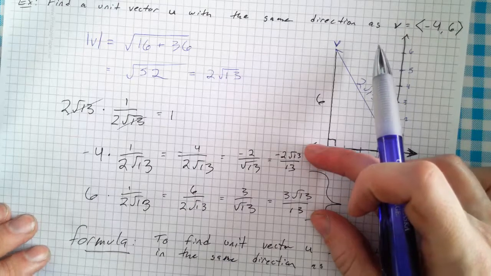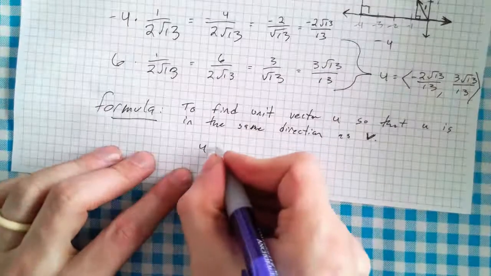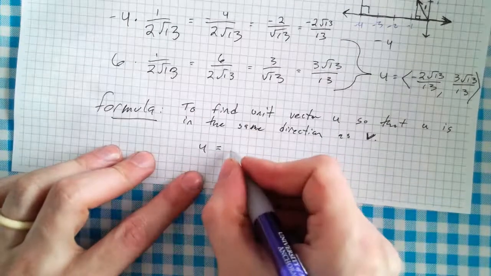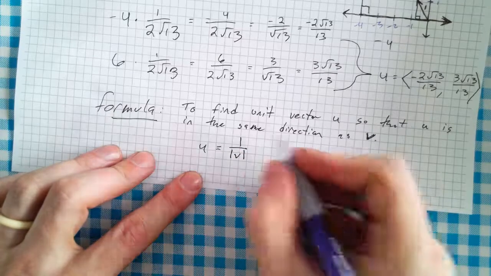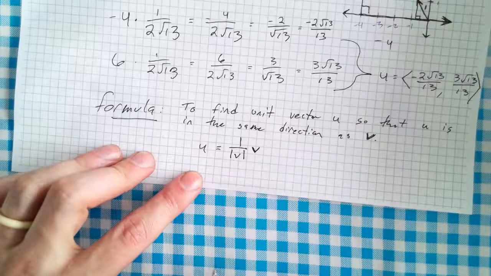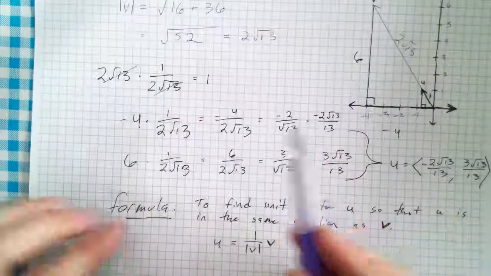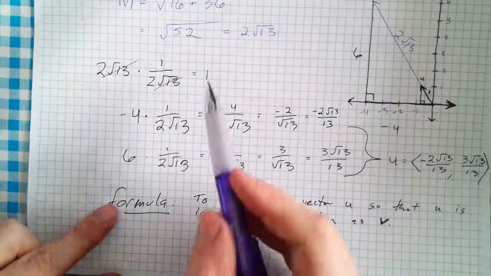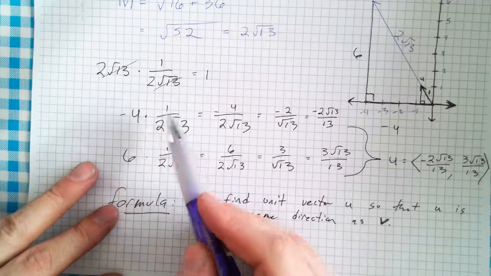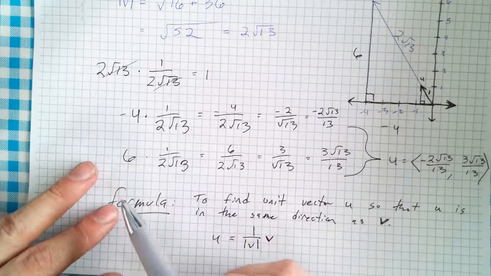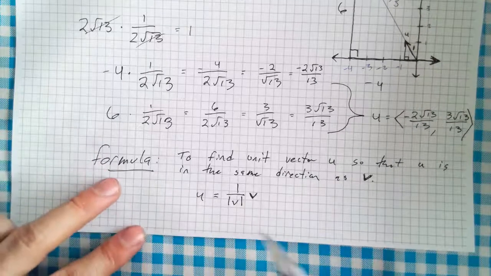Okay, so here's how you'll see it written. If I want to find u, all I need to do is figure out the magnitude of v, take its reciprocal, and then times that by vector v. And how do I do that? Well, I just did that up here. My magnitude of vector v was 2 root 13. I took its reciprocal and multiplied that by the x and the y coordinates of vector v. And then that's how I got my x and y coordinates of vector u.